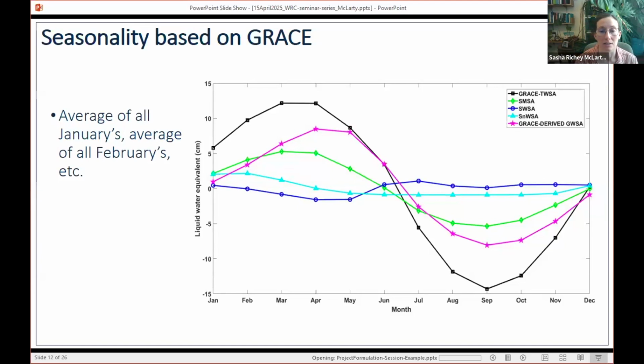And you can see here that GRACE-derived groundwater storage peaks sort of around April, May, and then has a low in September. And based on this, it actually shows that the groundwater signal is a slightly larger portion of the water budget than soil moisture is. So a bit more than half comes from groundwater.